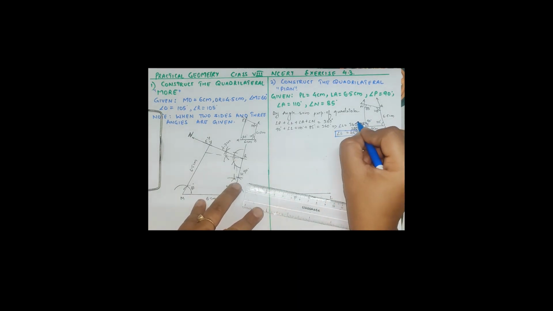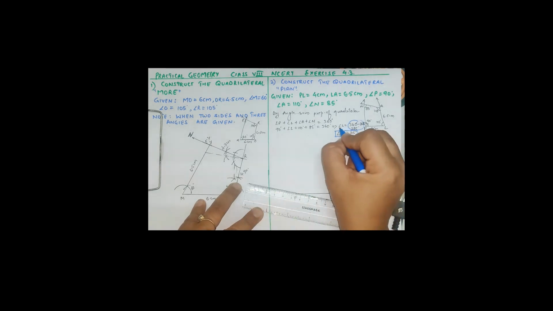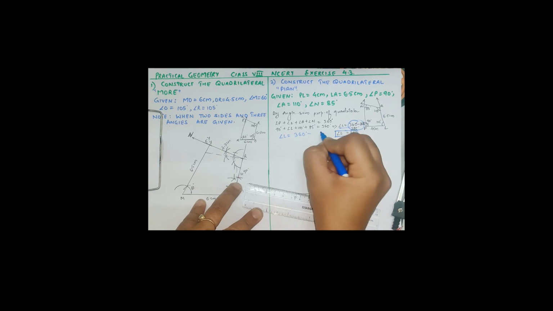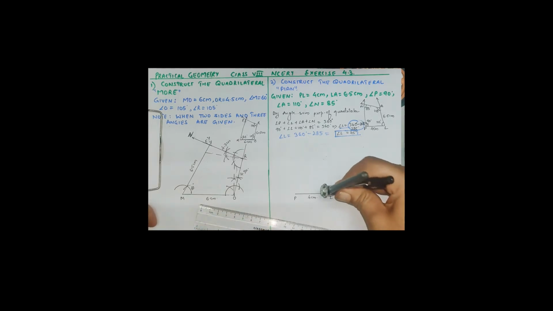It is the angle L taken from this part, we can write this here in a very simple way. Angle L is equal to 360 degree minus 285 is equal to 75. Okay. Now we can start with the next step. PL we have drawn. From L, we have to draw the ray LX such that PLX is equal to 75 degree. Very, very simple, same as 105.